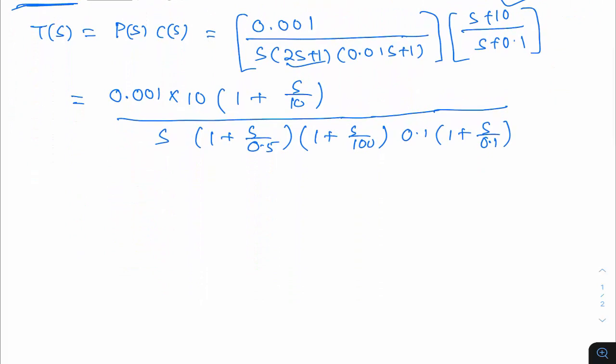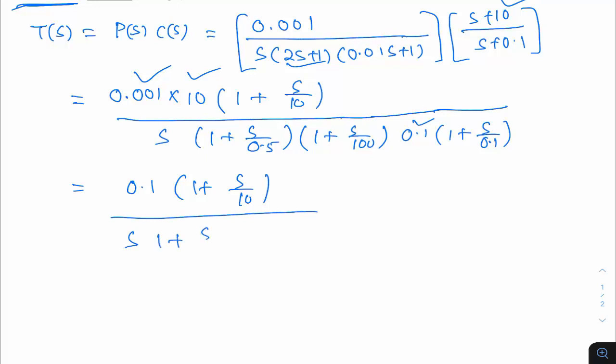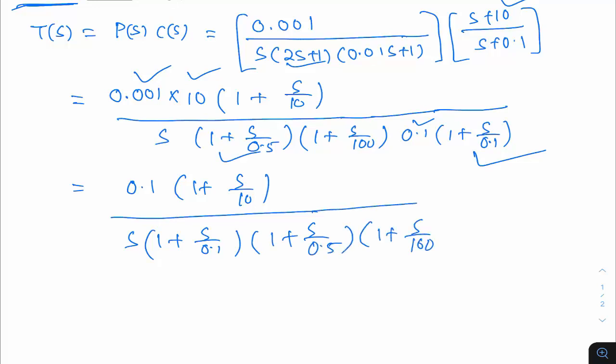So if I rewrite this one, this happens to be 0.1. I mean, this constant and this constant together, it is 0.1 into (1 plus s by 10) divided by s into (1 plus s by 0.5). Let me write first this one, s plus 0.1, then this one, 1 plus s by 0.5, and then 1 plus s by 100. So this is the transfer function T of s.